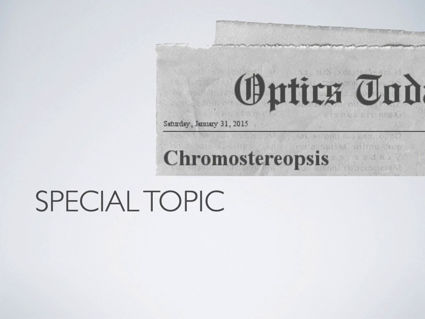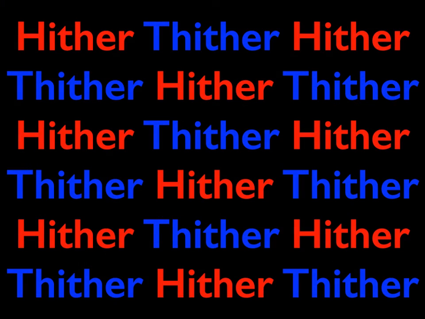So we're going to talk about chromostereopsis. So this is what I want you to look at. And what you should be able to see is that the red print looks closer to you than the blue print does. It looks like it's in a plane that's a little bit closer than the blue plane. So take a couple seconds, convince yourself that that is a fact, and then we're going to talk about why that is. And this is called chromostereopsis.